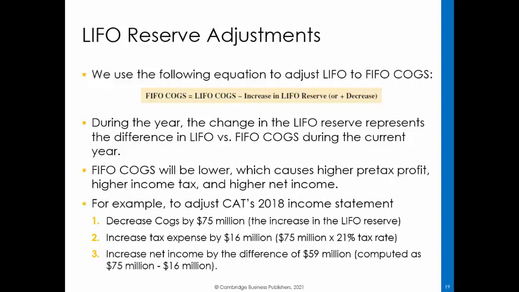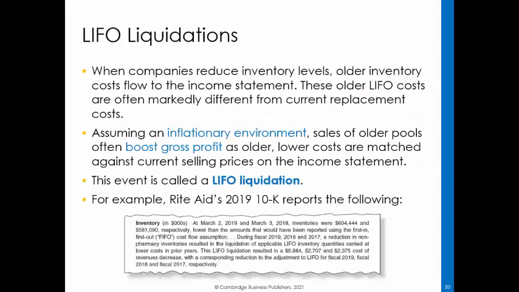In 2018, the after-tax difference of $28 million in net income was not much because the LIFO reserve increased only slightly during the year, but in other years and for other companies, the impact can be great. When LIFO companies acquire inventory at different costs, they are required to account for each cost level as a separate inventory pool or layer. When companies reduce inventory levels, older inventory costs flow to the income statement.